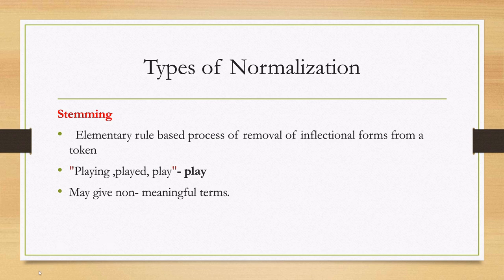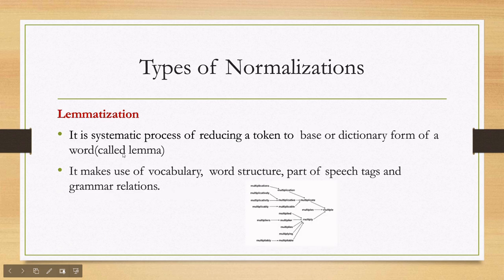Another method for normalization is lemmatization. It is a systematic process of reducing a token to the base or dictionary form of a word, called the lemma. It makes use of vocabulary, word structure, part of speech tags, and grammar relations. The output of this process will be a lemma base word, like ate, eaten, all will become eat. It works only if a word has a proper part of speech tag.